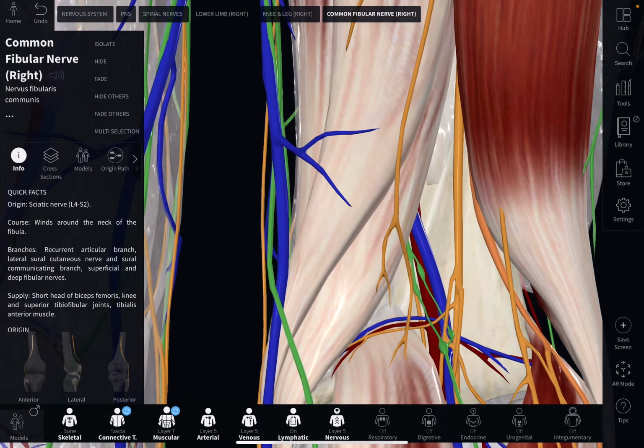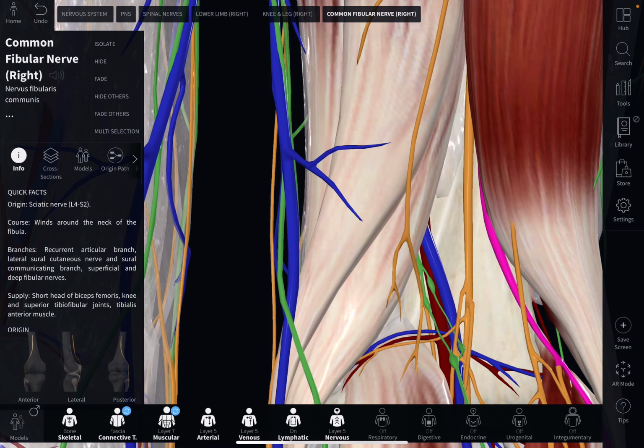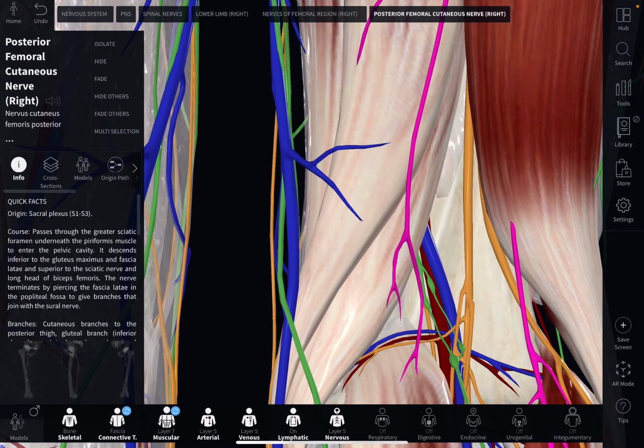Another nerve that we encounter in the popliteal fossa is the posterior femoral cutaneous nerve, also known as the posterior cutaneous nerve of thigh. Sometimes we will also find the genicular branch of the posterior division of the obturator nerve as well in the popliteal fossa.